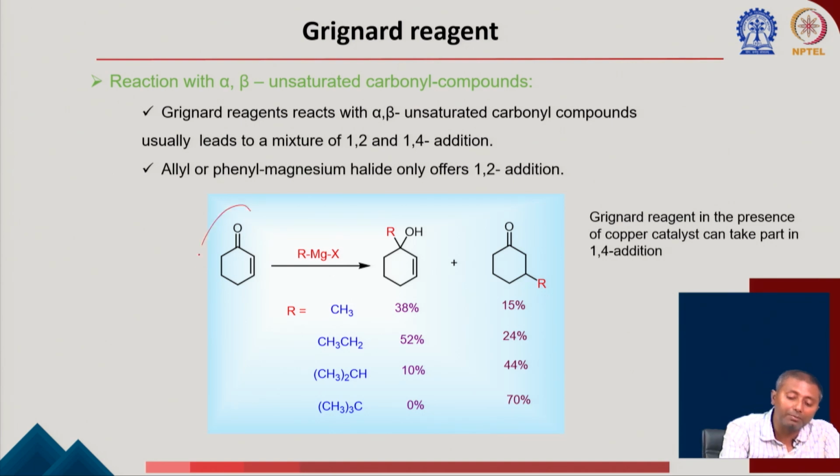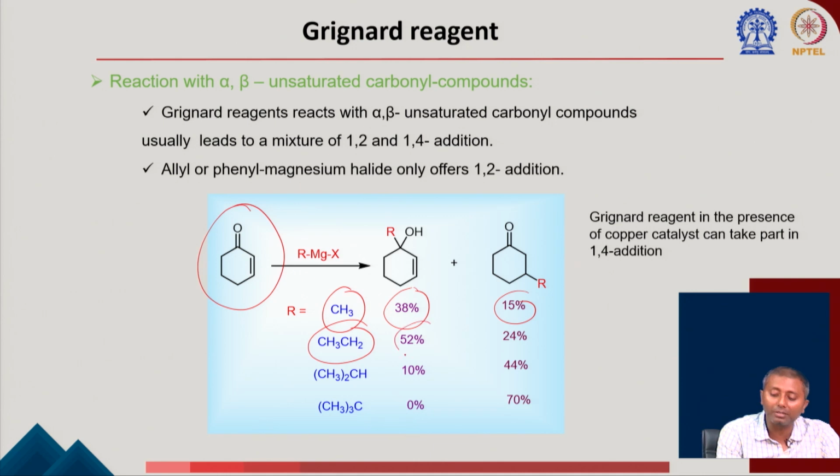If you start with this particular enone, and you change the Grignard reagent, for this particular one we are seeing majorly the 1,2 addition happening, and then you will see some amount of 1,4 addition. Again, with this type of alkyl Grignard reagent, this primary alkyl Grignard, we are seeing the formation of the 1,2 addition as the major product. Once you go to the secondary one, you see this 1,4 addition product is increased.